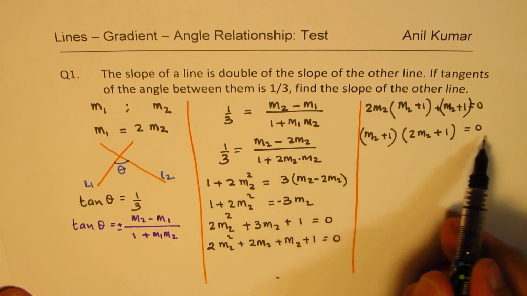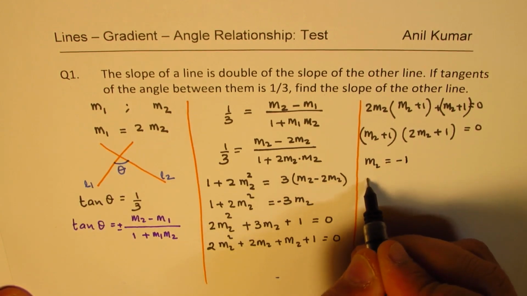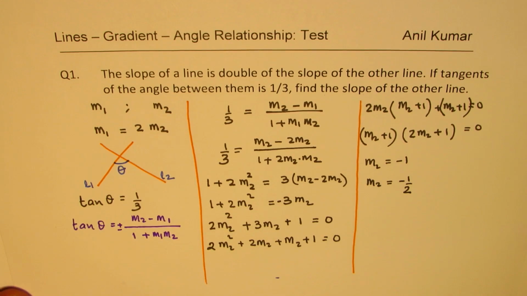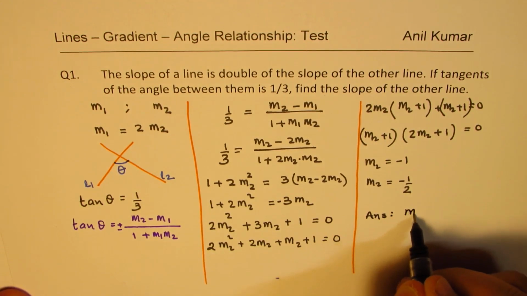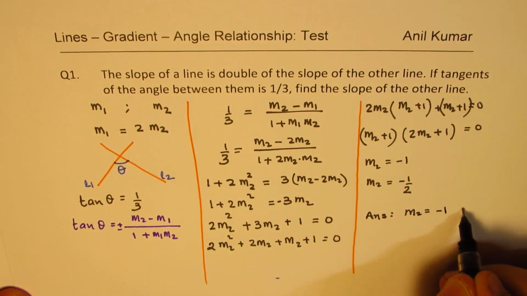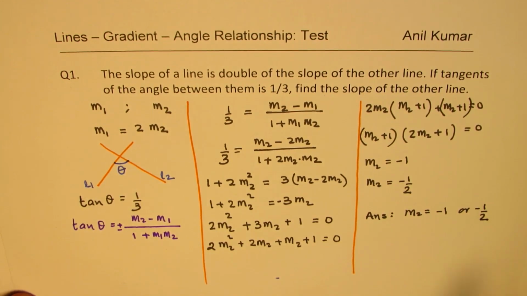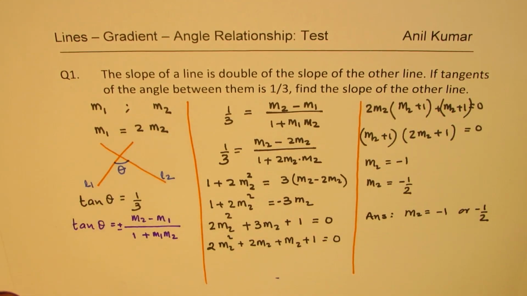Now if I have to make this 0, that means what? That means m2 equals minus 1 or m2 equals minus half. So these are the two possible values for m2. So that becomes our answer. So the answer is m2 equals minus 1 or minus half. Is that clear to you? So that is how we are going to find the slope of the other line. The slope of the other line was m2 for us.